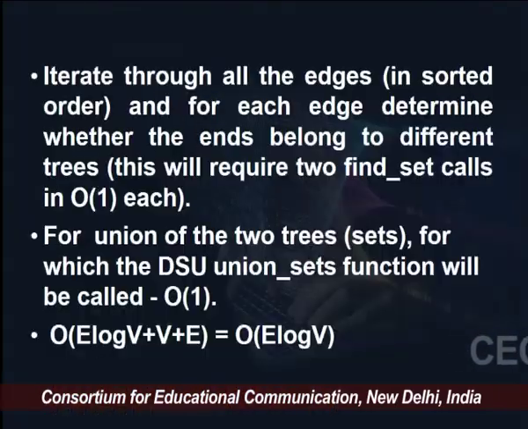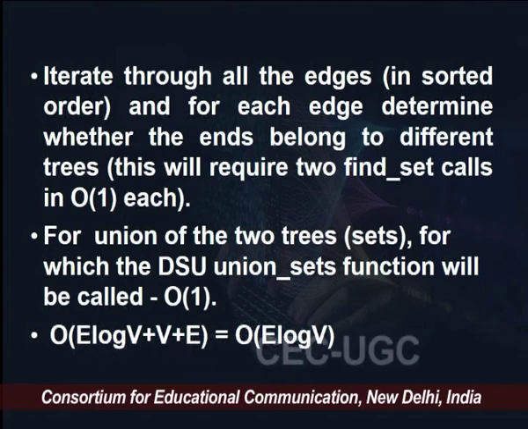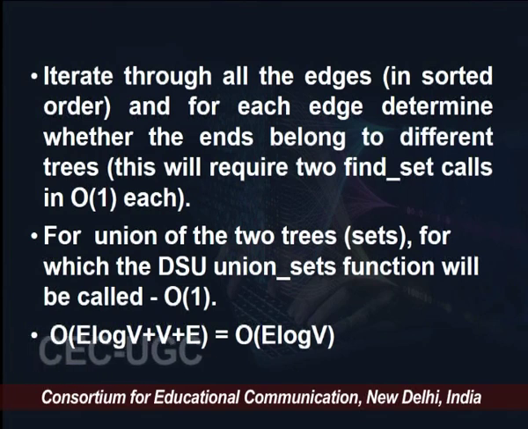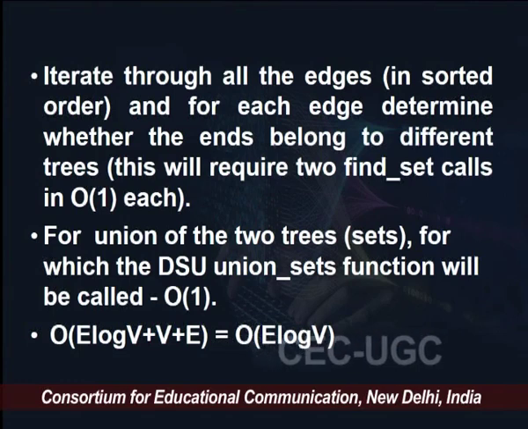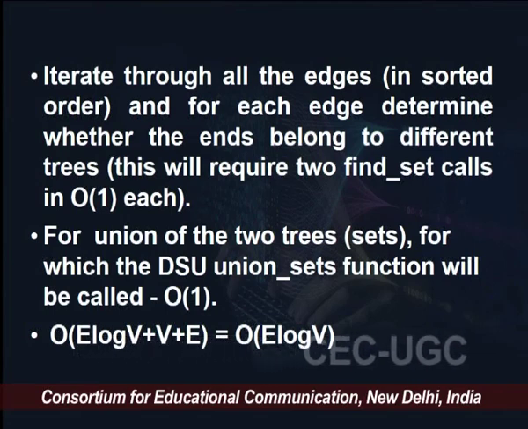Looking into the implementation level details, we require the disjoint set data structure to achieve the desired time bounds. After sorting, we put each vertex into its own tree via V calls to the make set function. Then we iterate through all the edges, and for each edge we determine whether the endpoints belong to different trees. This uses 2 find set calls, and every find set call is order 1 each. For the union of 2 trees, the union function of the disjoint set data structure will be called, which is order of 1.